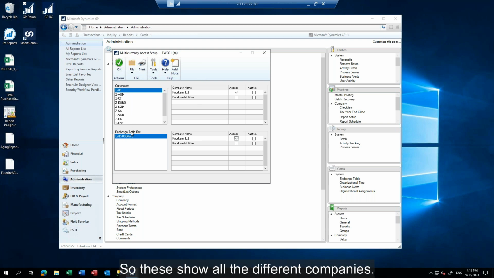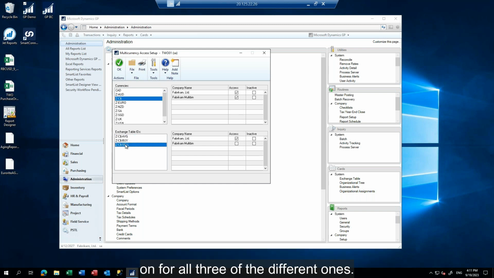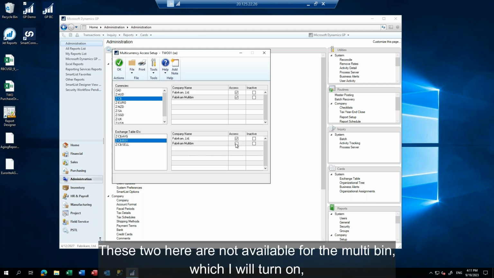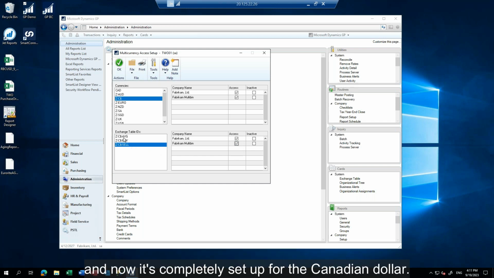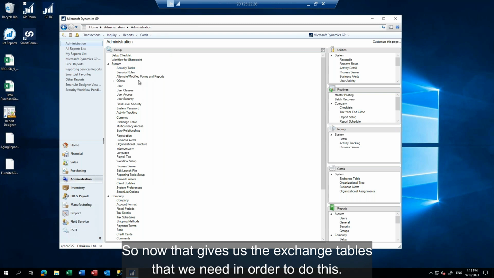So these show all the different companies. So if I look at my Z Canadian, you'll see that both companies have been turned on for all 3 of the different ones. These 2 here are not available for the multi bin, which I will turn on. And now it's completely set up for the Canadian dollar. So this is ready to go at this point. So now that gives us the exchange tables that we need in order to do this.